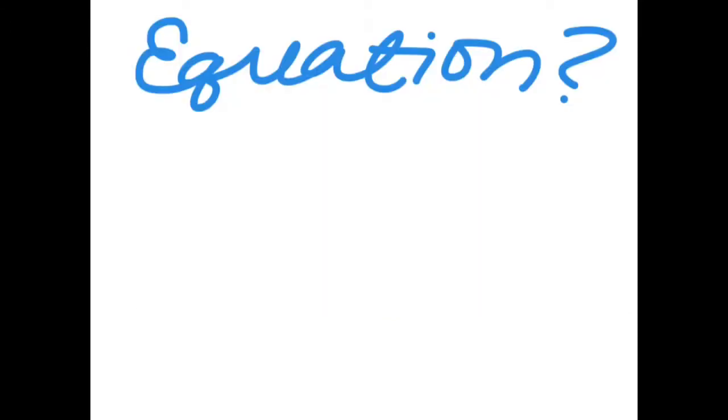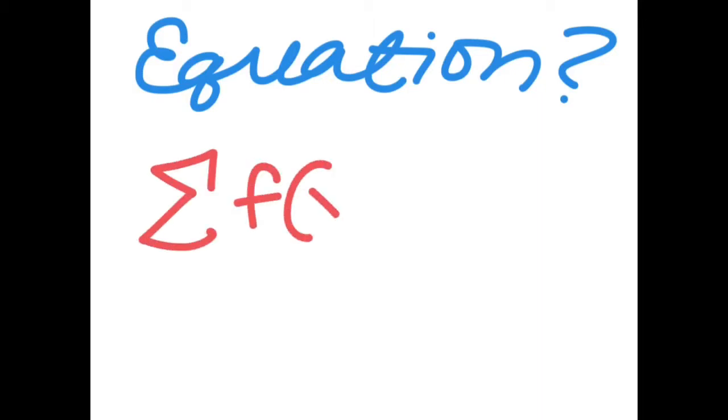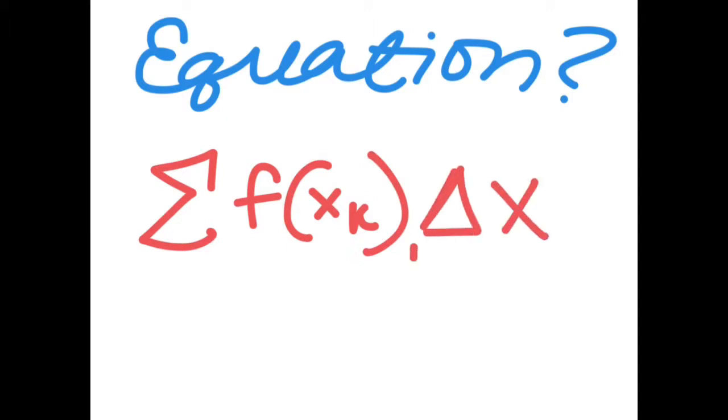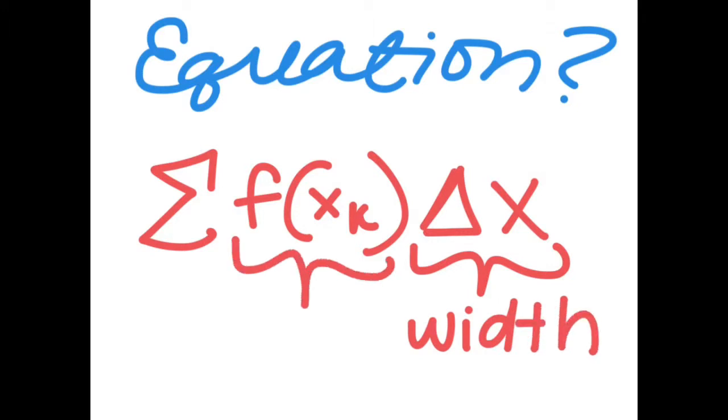But what is the equation to find area under a curve using summation notation? It's sigma times f of x sub k times delta x. And delta x stands for your width, where your f of x stands for your height.